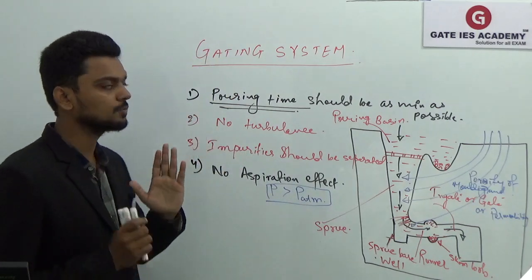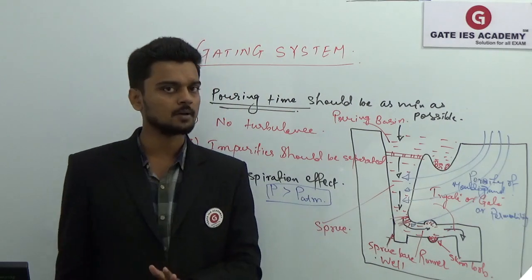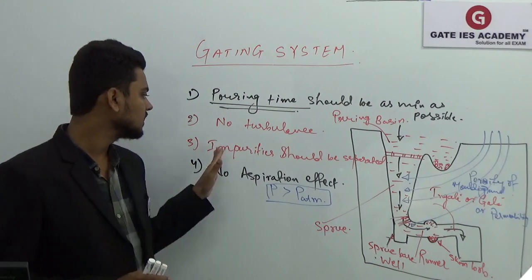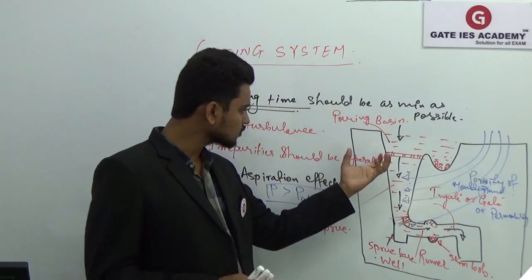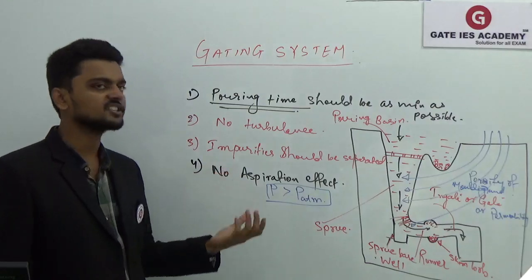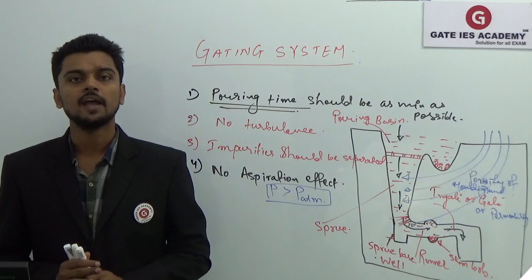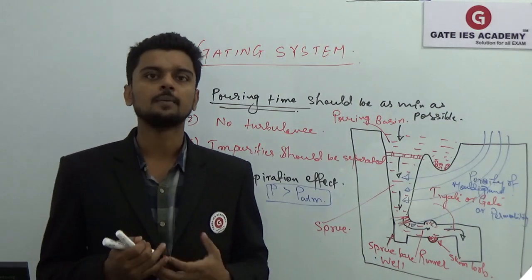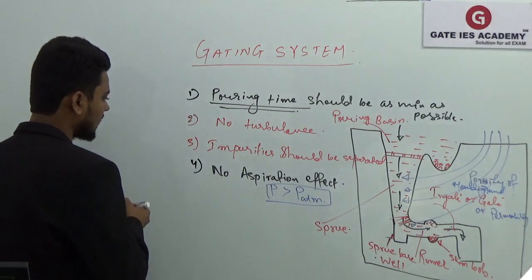The first requirement: pouring time should be minimum, in order to avoid solidification of the molten metal in your gating system and avoid the defect. Second is no turbulence; there should not be turbulence of the molten metal. Third, it should be able to separate the impurities present in your molten metal. Fourth, no aspiration effect: pressure inside your gating system should not fall below atmospheric pressure. Then there should be proper thermal gradient. This again is a requirement of your gating system.